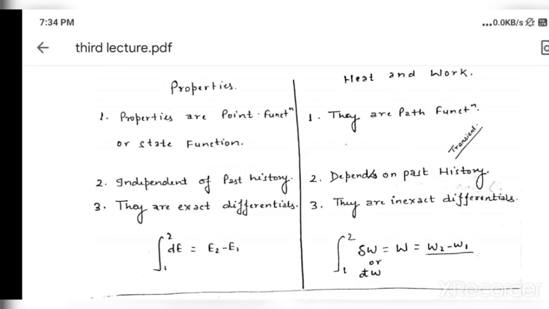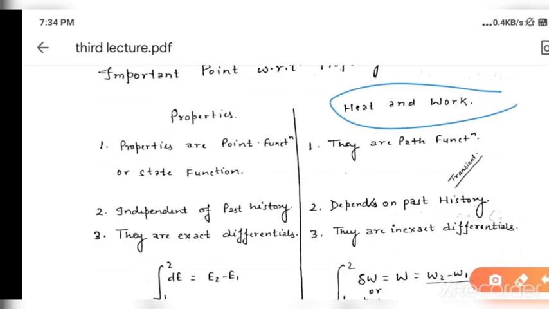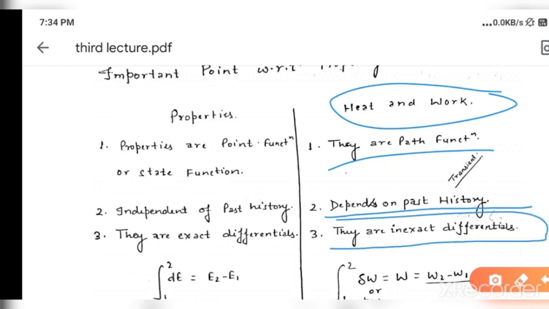And the next one to consider is heat and work. We are not here to discuss heat and work, we will study them further, but the basic concept is that they are path functions, dependent on past history, and they are inexact differentials, or here you see transient. We will discuss in further classes.